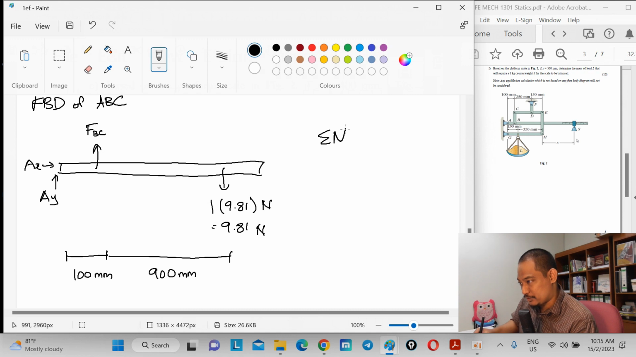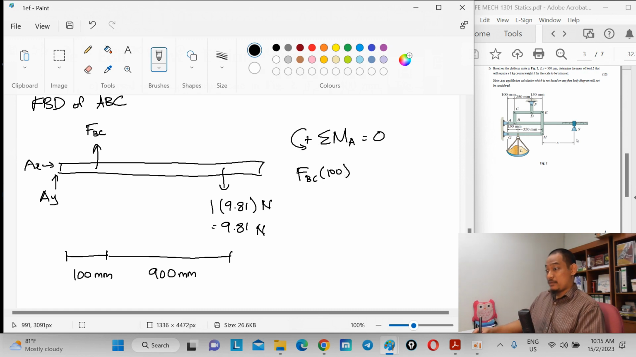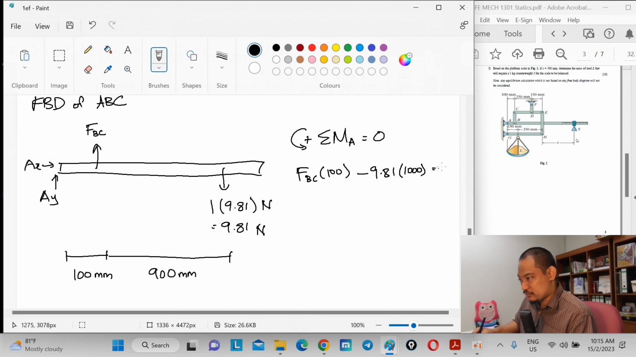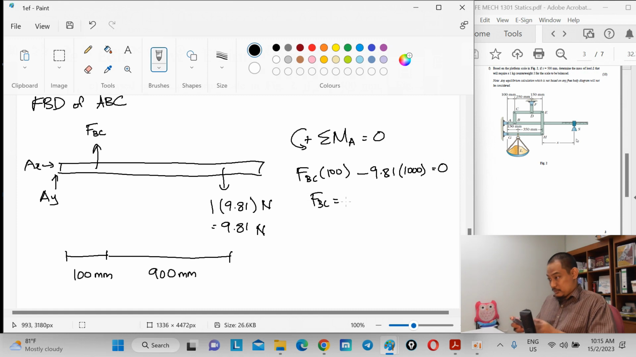So summation of moment about point A equal to 0. If you take counterclockwise as positive, we'll have FBC times 100, minus 9.81 times 1000 equal to 0. So FBC equals 9.81 times 1000 divided by 100. Subhanallah. 98.1.